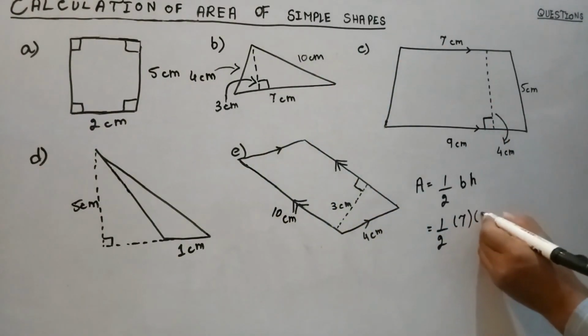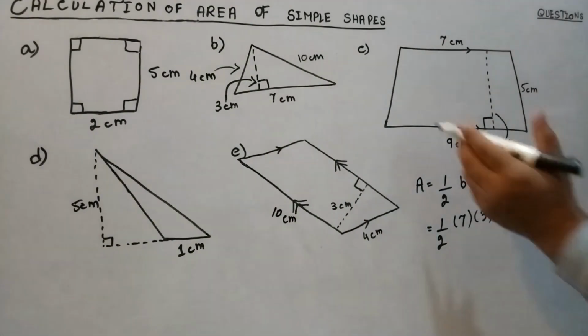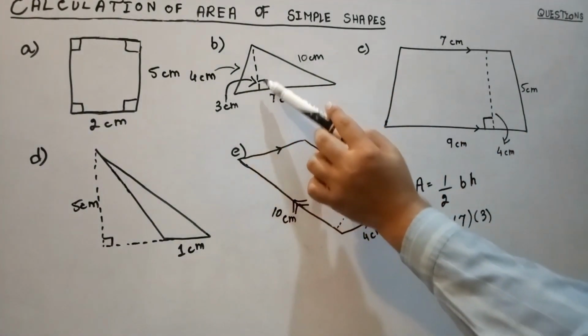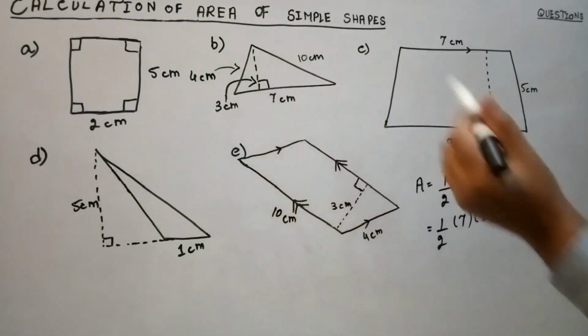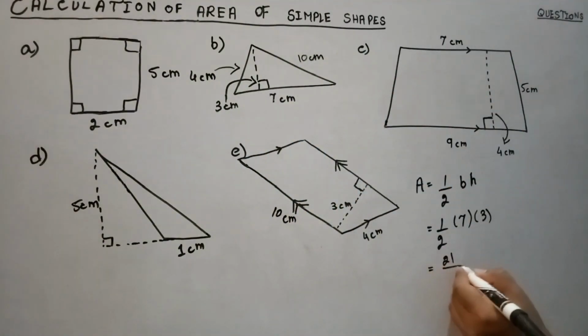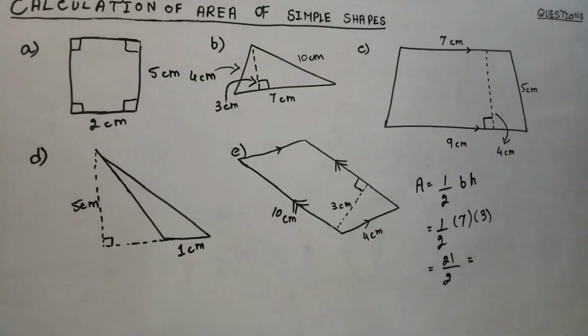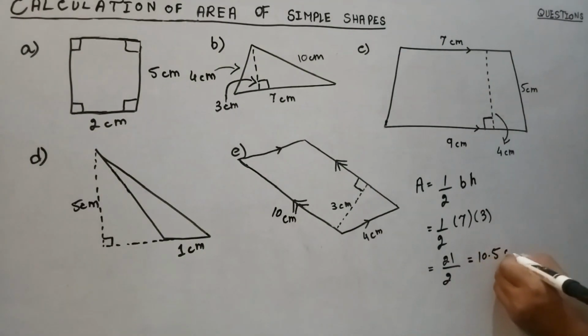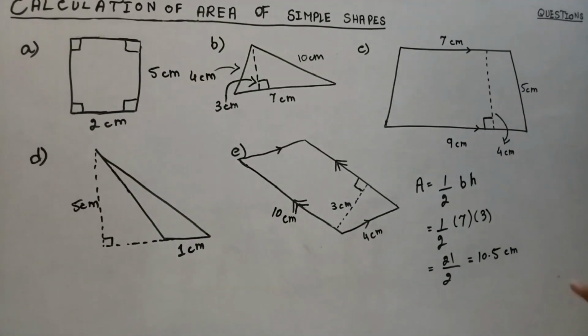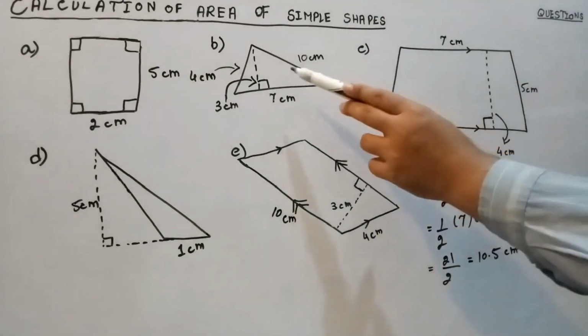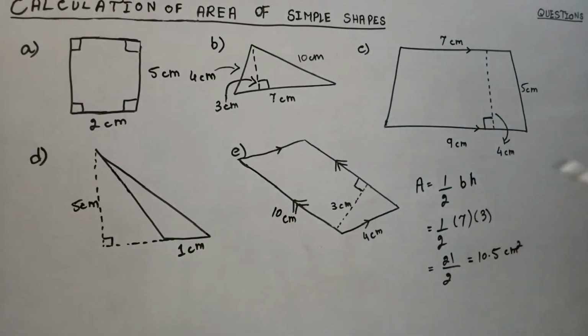So base is going to multiply by height. Here 7 centimeter base and 3 centimeters height. So 7 3s are 21 over 2, which is equal to 10.5 centimeters. Okay, actually not centimeters, we have square centimeters. Here we have 10.5 centimeters square. So that's the area of this triangle. This is the formula and this is the area of this triangle: 1 over 2 base multiplied by height.